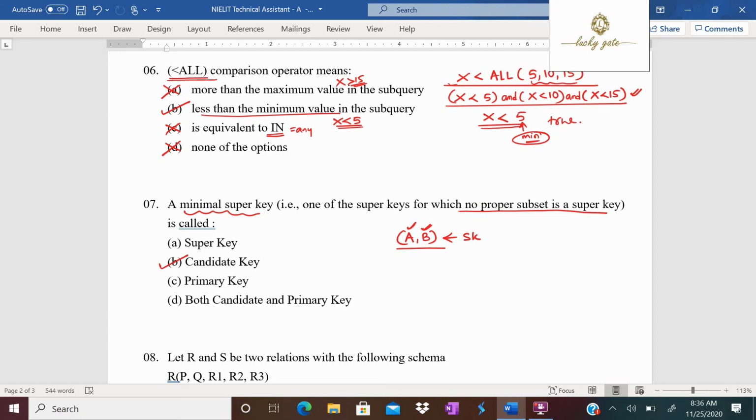It does mean that A alone should not be a proper key. A alone should not be key. B alone should not be key. Then we can call AB a minimal key. The minimal key is called a candidate key.